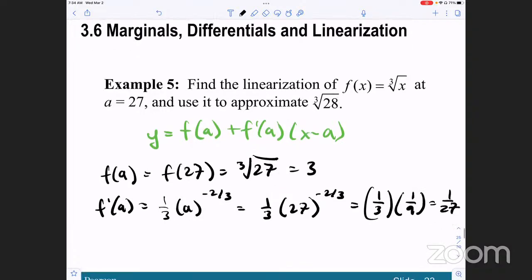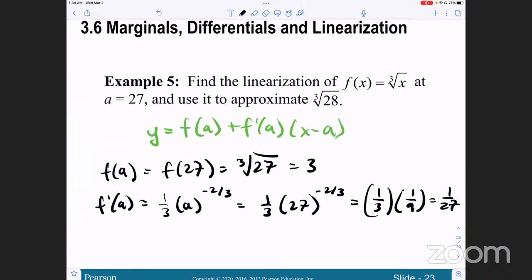Okay. And then x is 28. The tangent line is going to be f of a, which is 3, plus f prime, which is 1/27, times x minus a, which is 28 minus 27. So 3 plus 1 over 27.